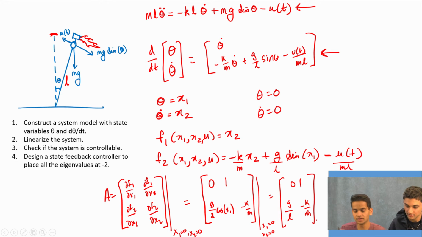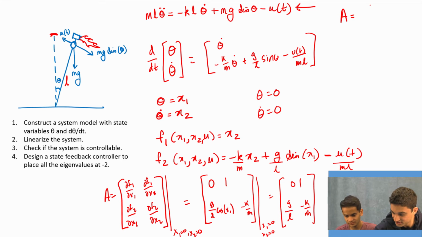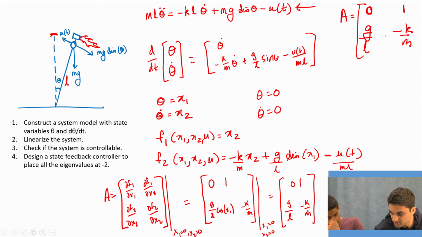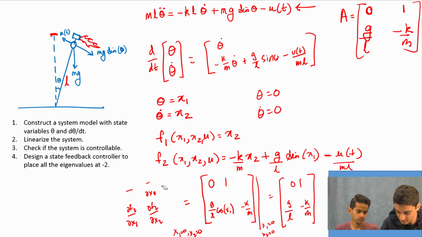Awesome. And then last thing we got to do is find our U matrix. Sorry, our B matrix. Okay, let me just write it down here so I can clear out some space. You have 0, 1, g over L, minus k over m as our A matrix. Perfect. Cool. Then erasing the bottom here.